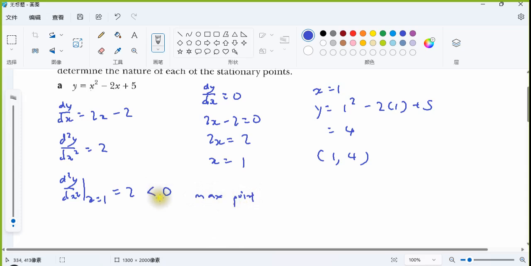So it is a minimum. So (1, 4) is a minimum.